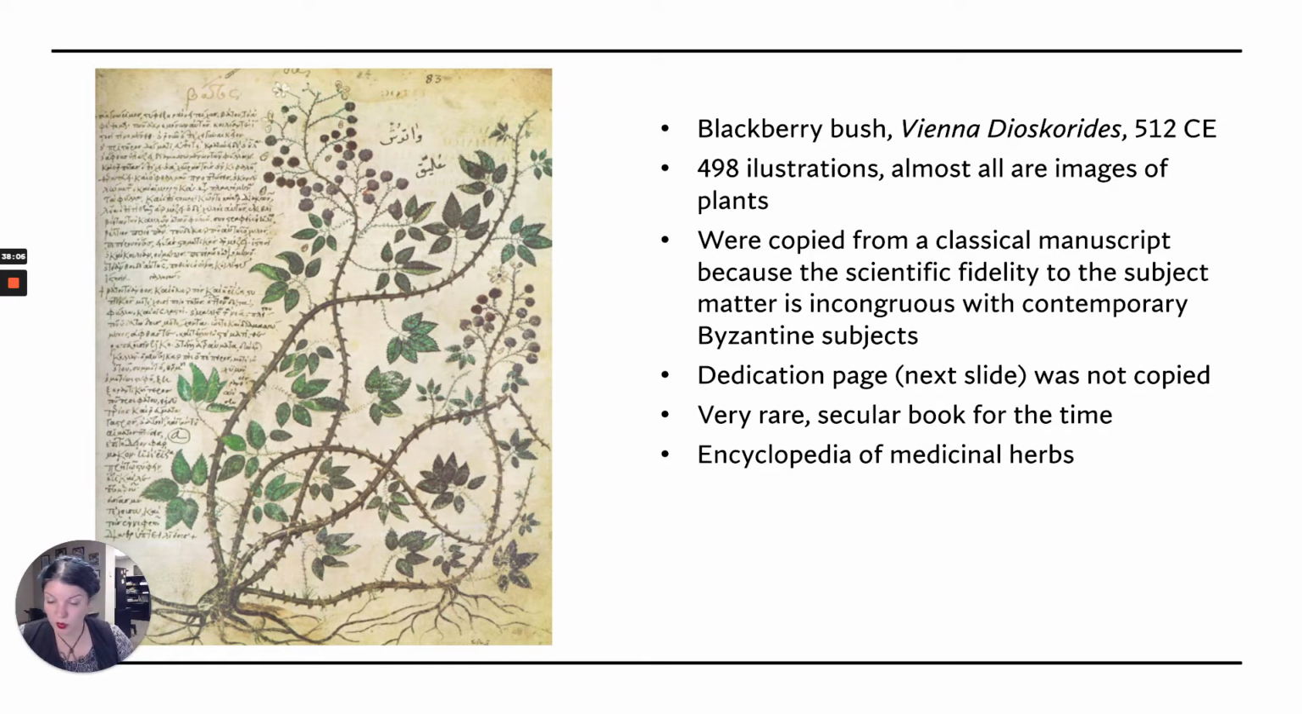And it's just really cool. There's 498 illustrations in it. You can look up a ton of them online. They're lovely, super fascinating.